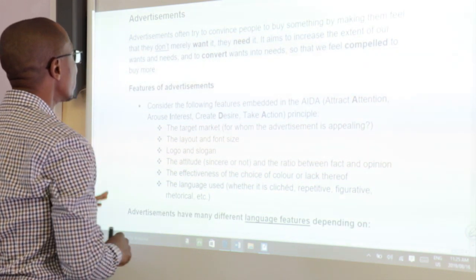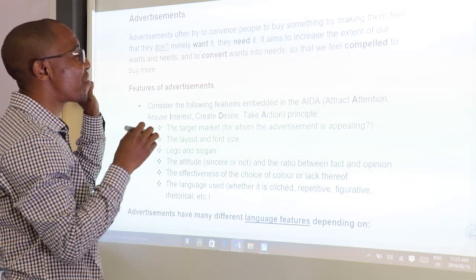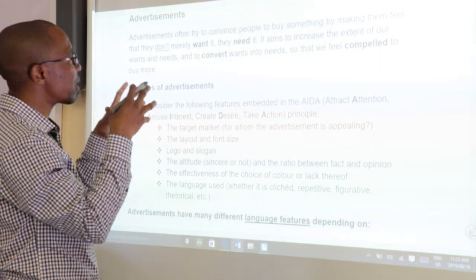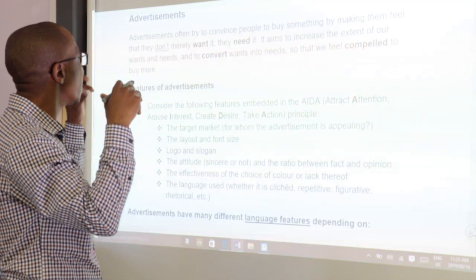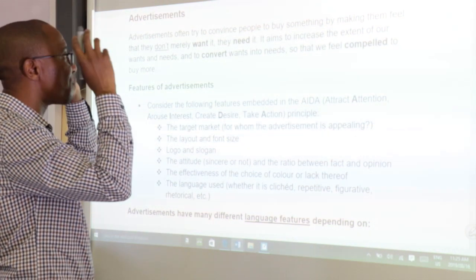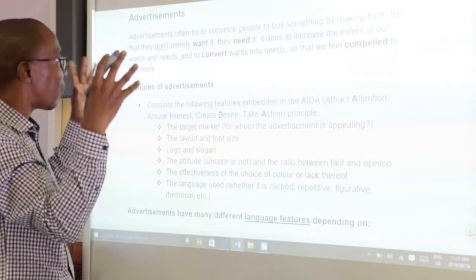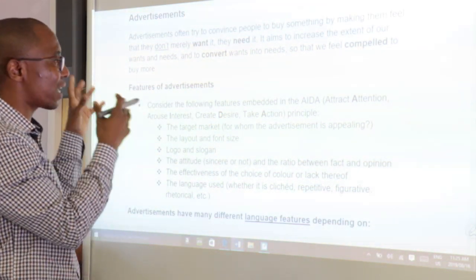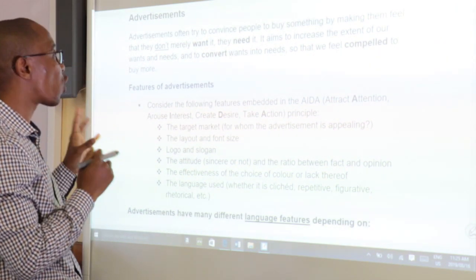What are advertisements? Advertisements often try to convince the readers, because we are focusing on print advertisements here, because our learners won't be exposed to listening to a radio and then responding to it. It's not oral this time, but written. It's our paper one. It's not our paper four, which is listening comprehension.